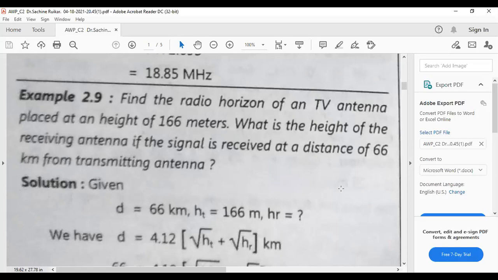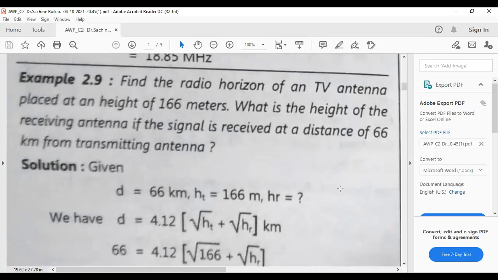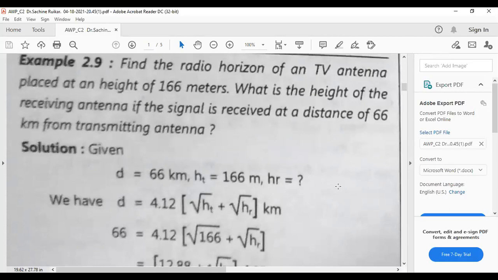Furthermore, what is given here is the distance of 66 and the transmitting height of 166. Two things are given. D is the distance, 66 kilometers, whereas the height of the transmitting antenna is 166. The formula is already derived; we have discussed it in the theoretical part.